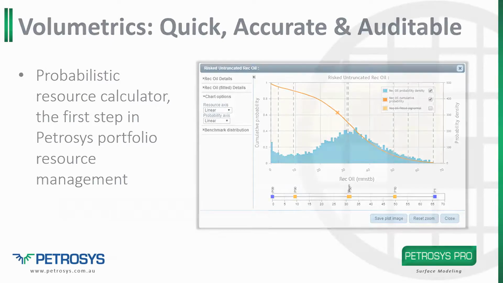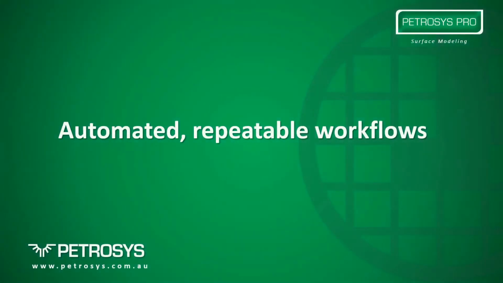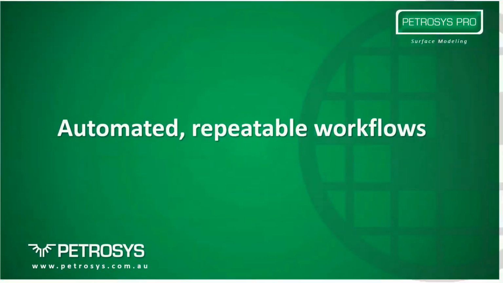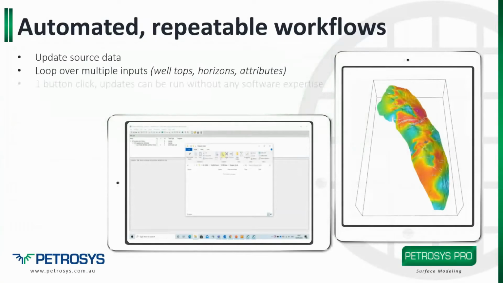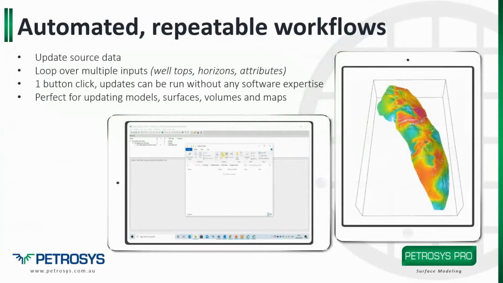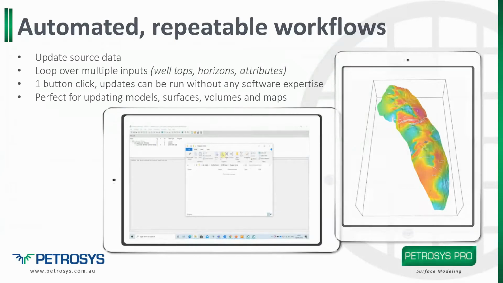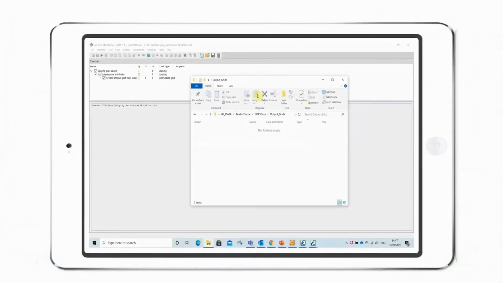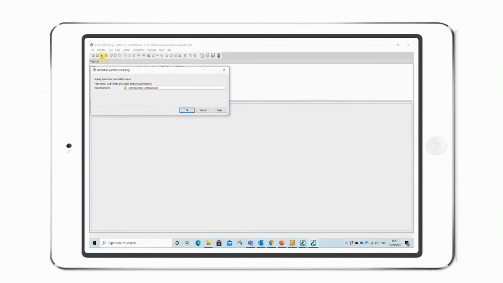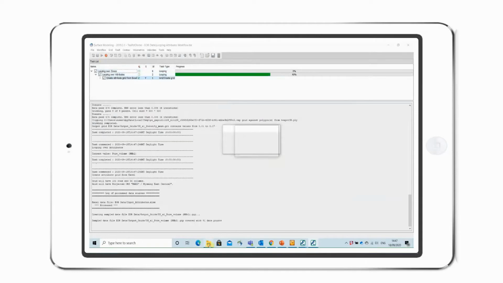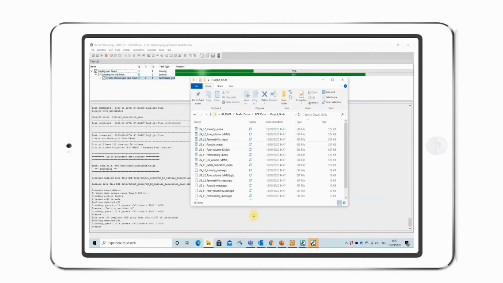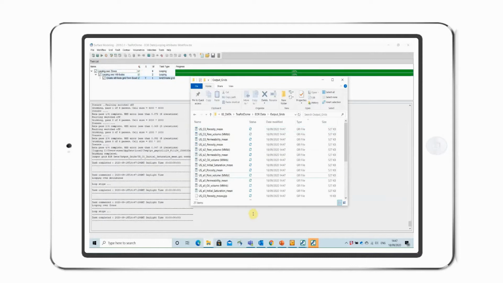The workflows within Petrosys can be automated and are repeatable. So when you update source data, you can rerun a workflow and it will automatically loop over parameters such as well tops, horizons, or attributes. In this example, we're running a workflow that is taking petrophysical data from an Excel spreadsheet, looping over those columns, and very quickly reproducing a whole range of grids that we can use for our volumetrics or other purposes.